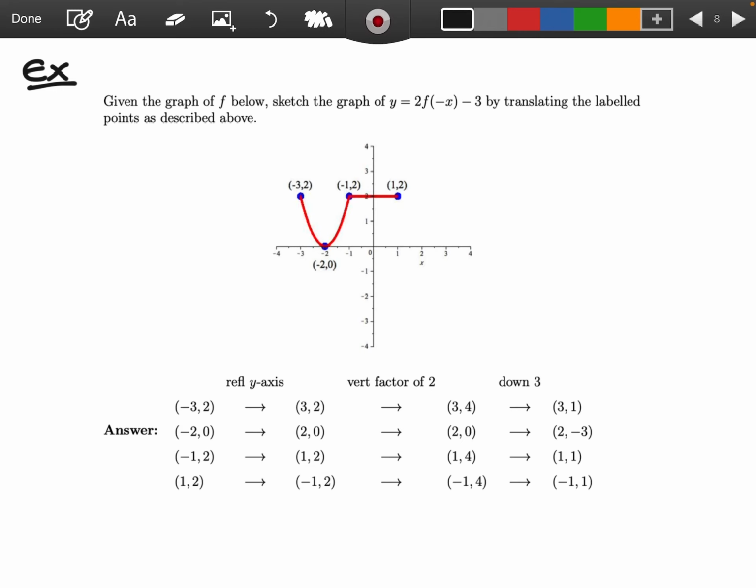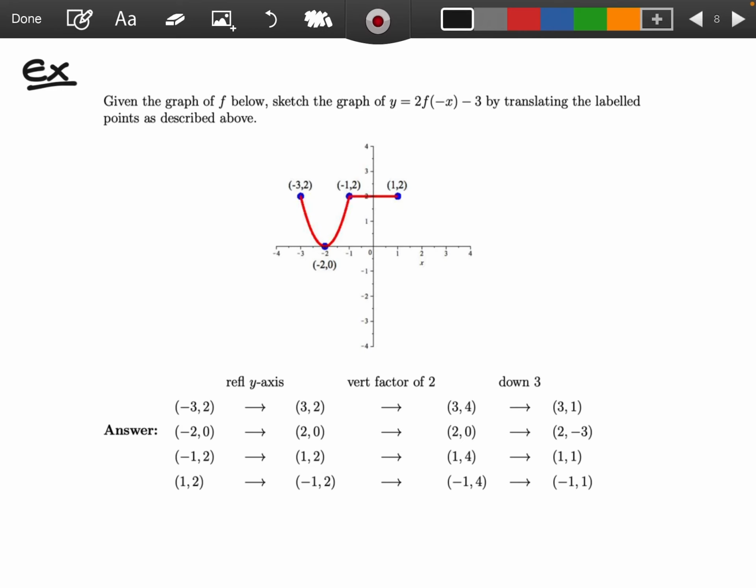And it asks you to sketch the graph of this new function where we take our old function and inside the function, so something that's happening horizontally, we are going to reflect in the y-axis because we've got f of negative x. So that's going to start by doing a reflection in the y-axis. That's the only thing that we have to deal with horizontally. Everything else is vertical. It's outside of that function.